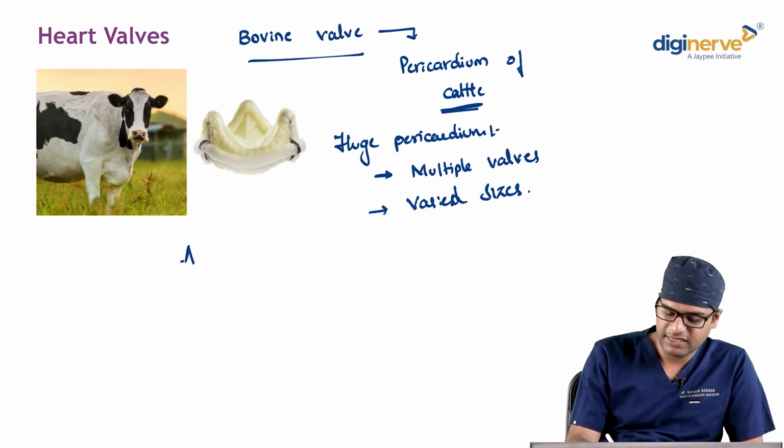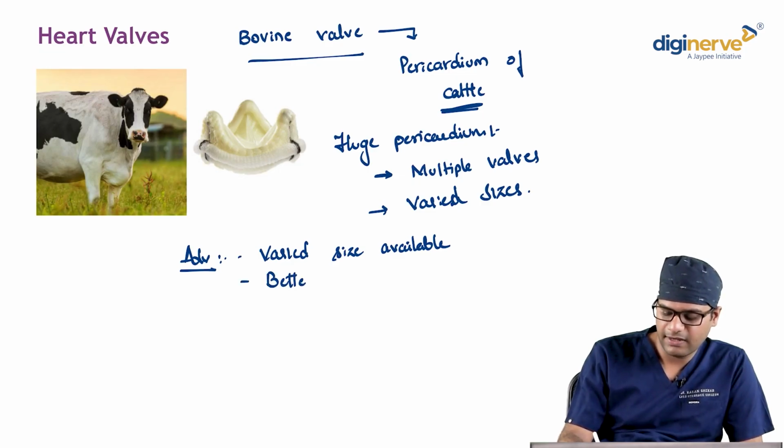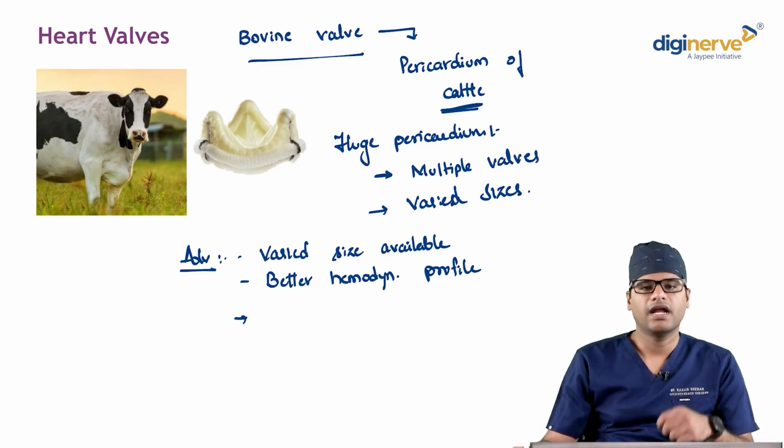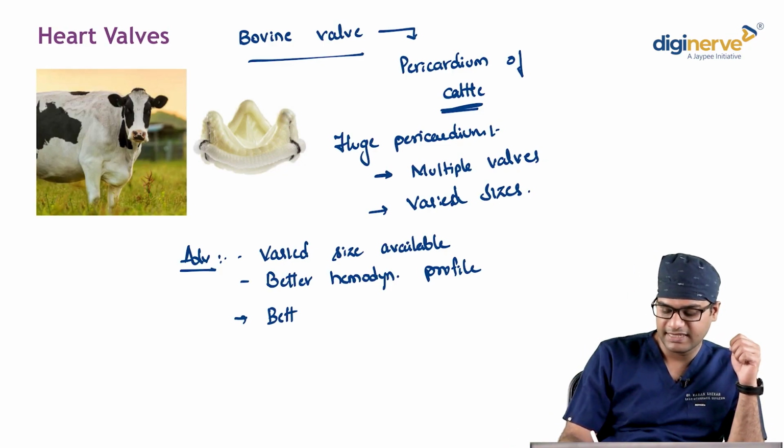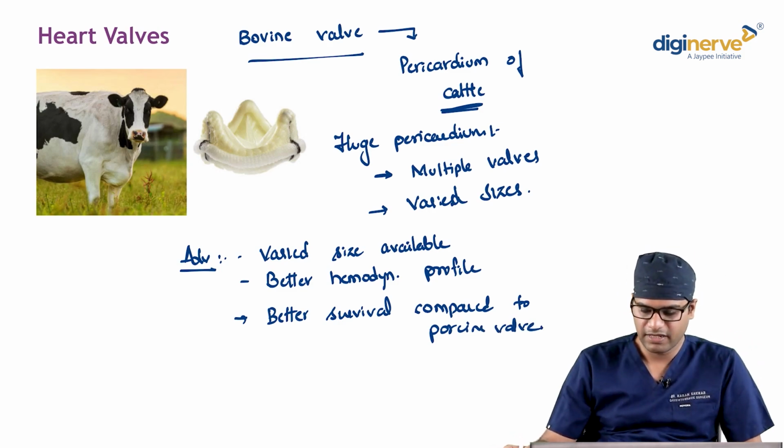So what are the advantages of these compared to that of porcine? Varied size available, better hemodynamic profile, and then better survival as evidenced by many studies compared to porcine valve. So these are the advantages of bovine heart valves.